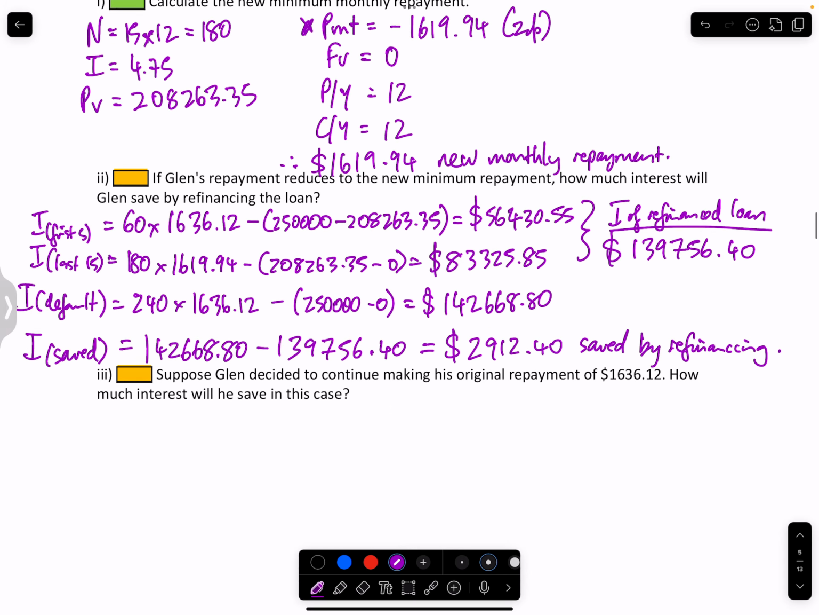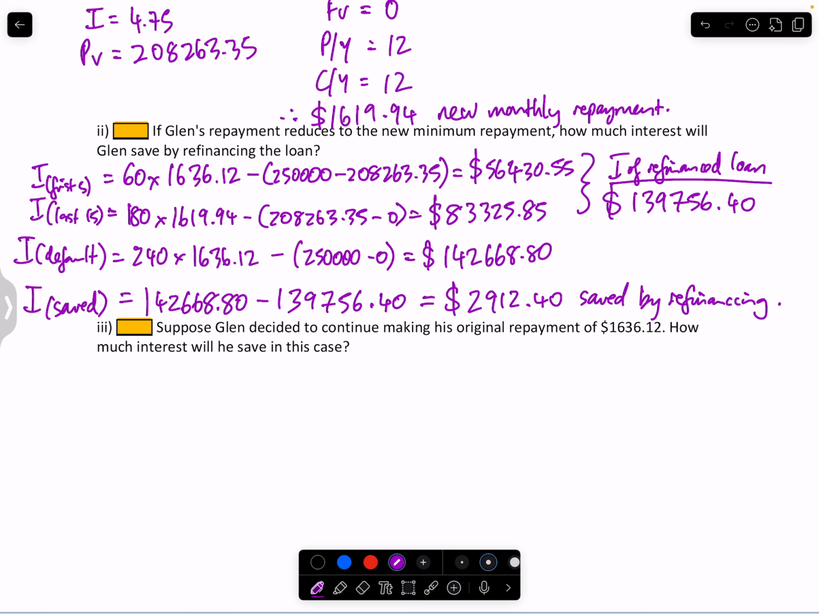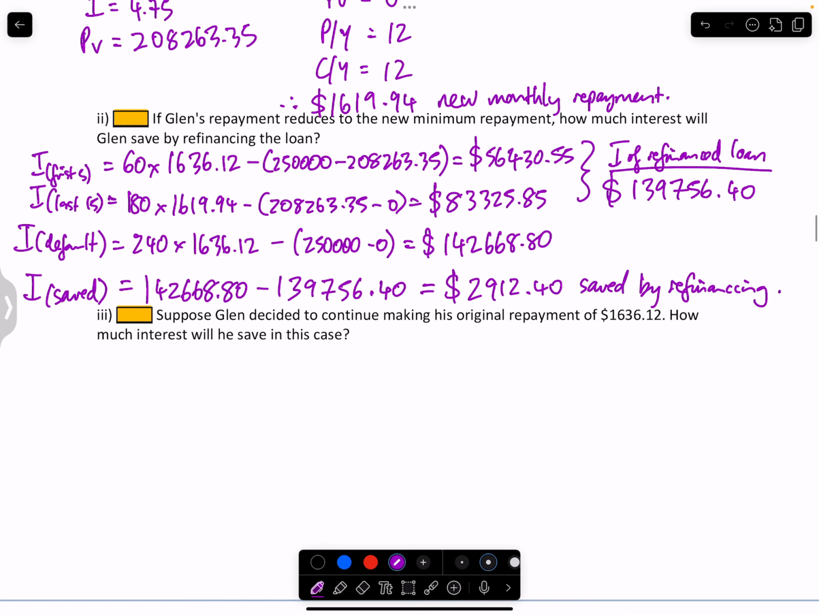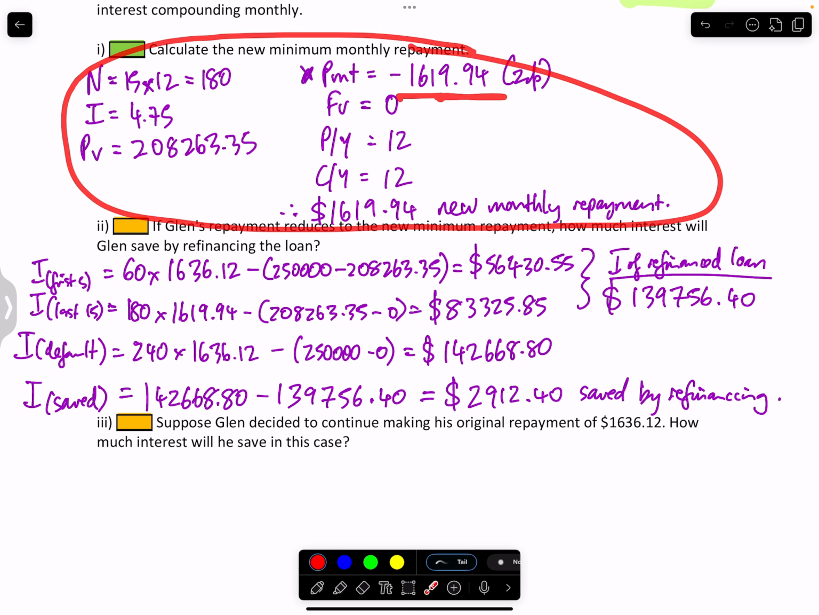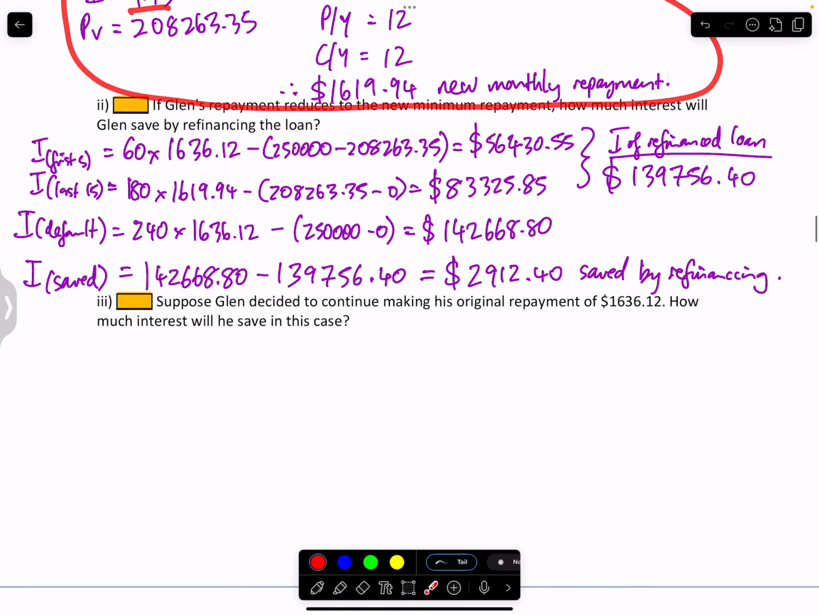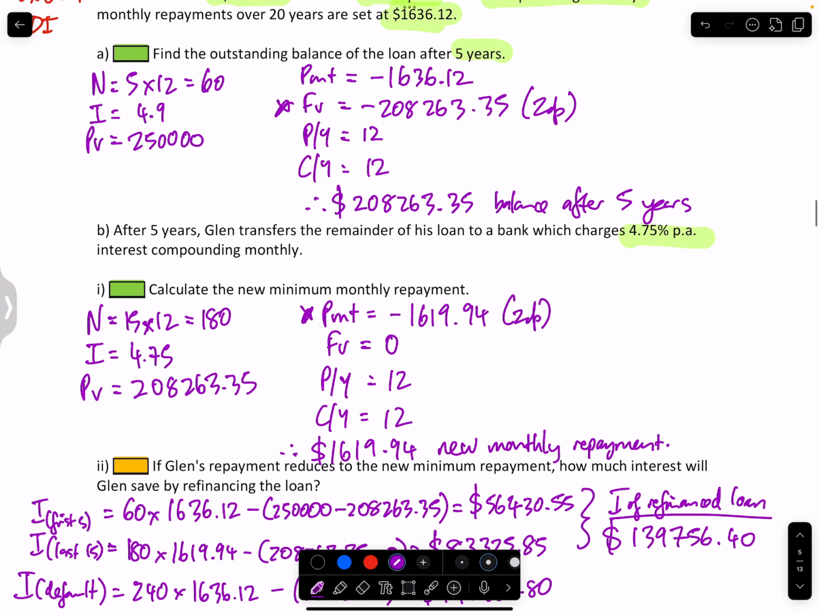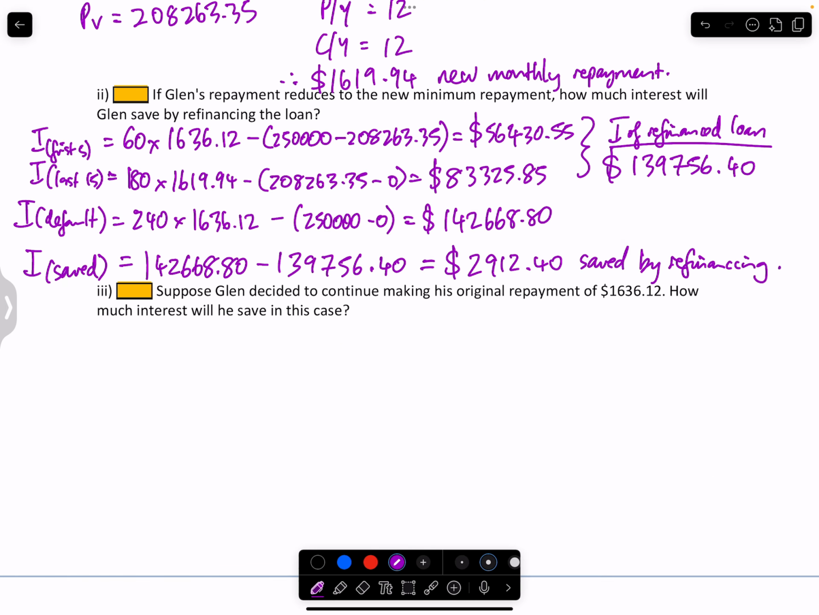B2 done. B3, suppose Glenn decided to continue making his original repayment of $1,636.12. How much interest will he save in this case? So what he did here was just paying the absolute minimum he needs to pay with this lower rate. But now we're saying, what's going to happen if he chooses to pay the larger payment, the $1,636.12 that he was happy with in the first place? So what that's going to do is make the time for the loan decrease.